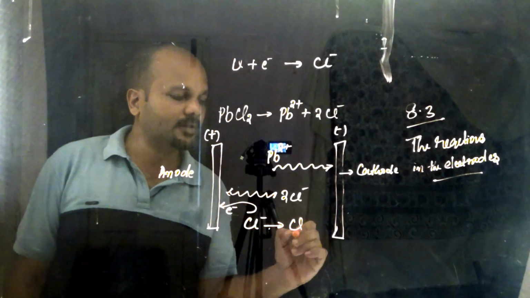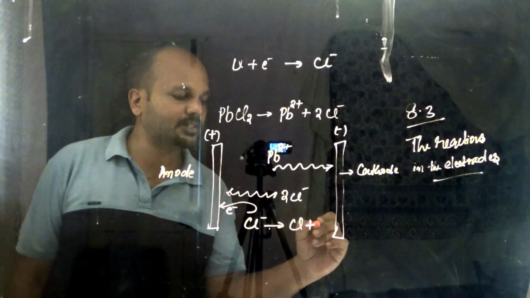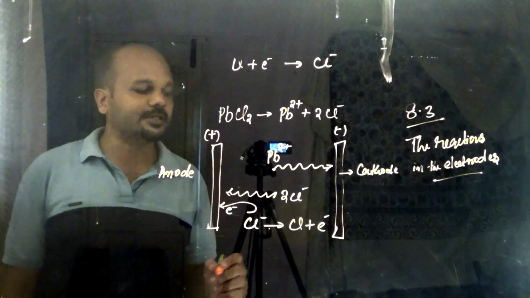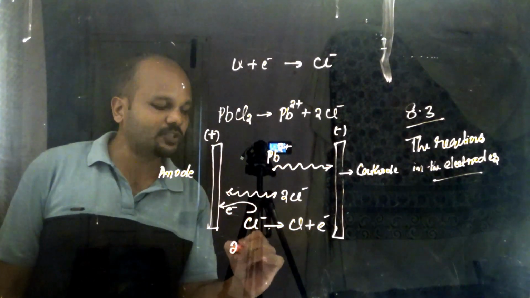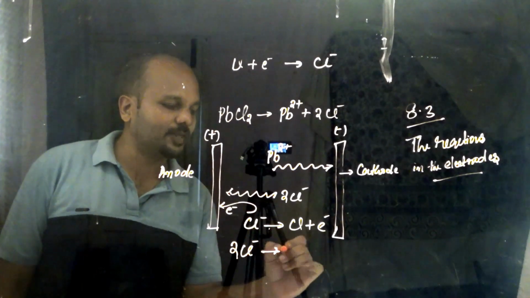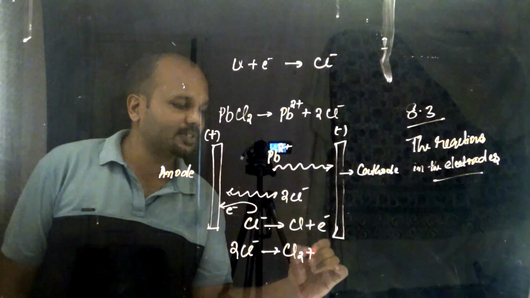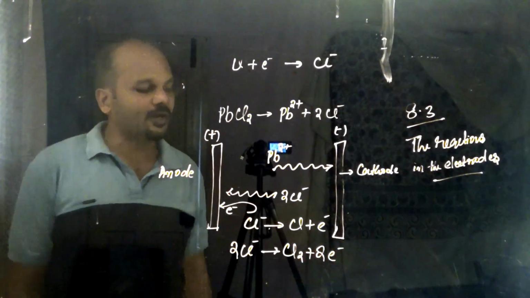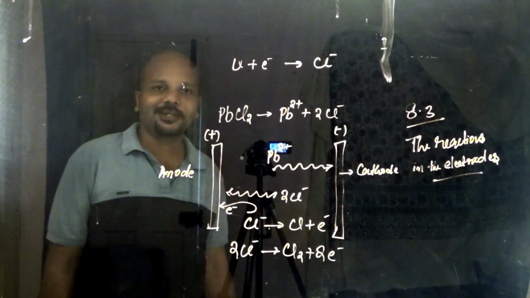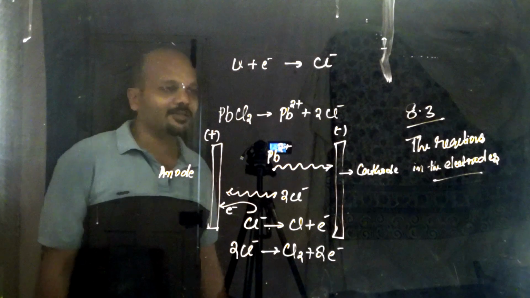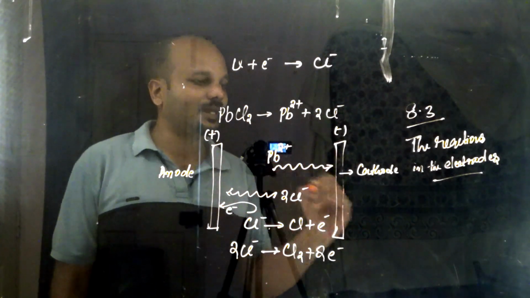So the Cl- gives that electron to the anode, and Cl- will change into Cl. If you are writing the reaction, it is 2Cl- gives Cl2 plus 2 electrons. Okay. So this is how the reaction is happening. And the next one is Pb2+, the lead 2+.